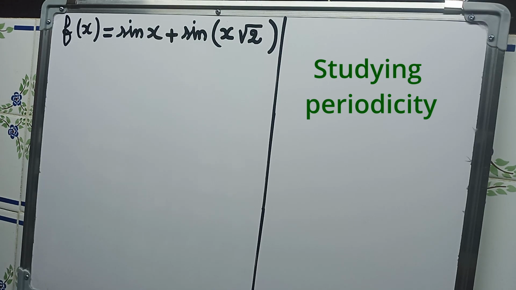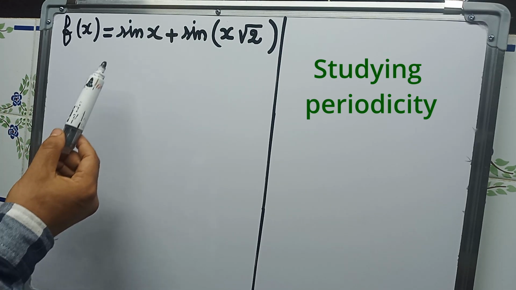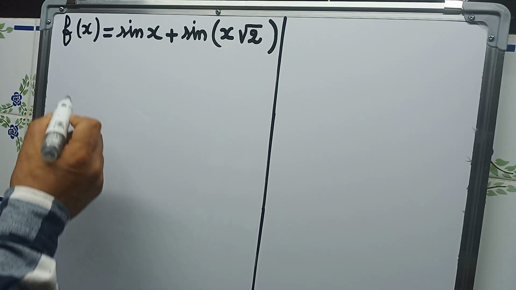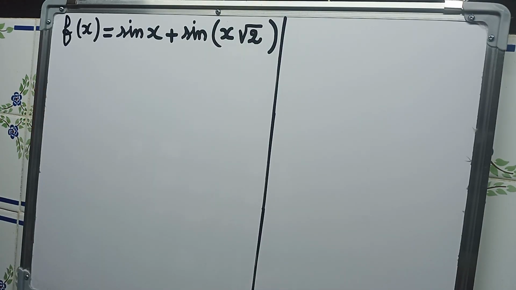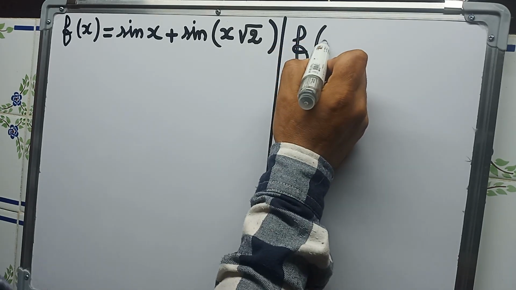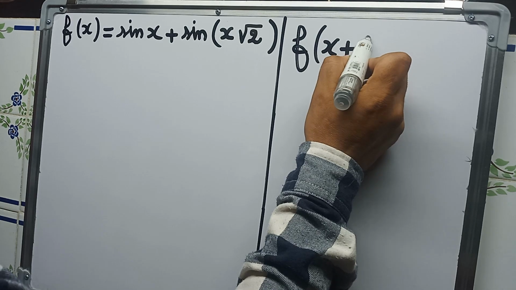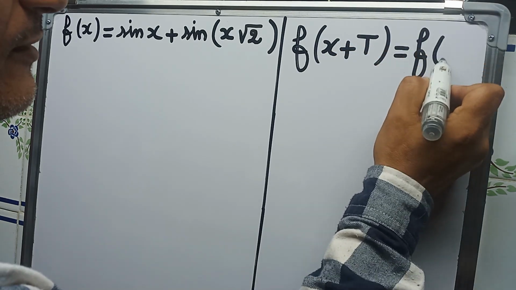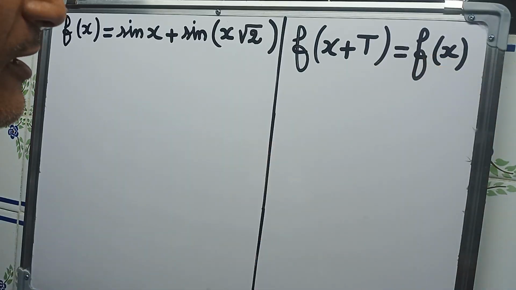In this problem, we have the function f of x is equal to sine of x plus sine of x square root of 2. And the question is: is this function periodic? Of course, the answer is no, and we will prove it by contradiction. So let's suppose that f is periodic with period t. So we have f of x plus t is equal to f of x for some positive number t.